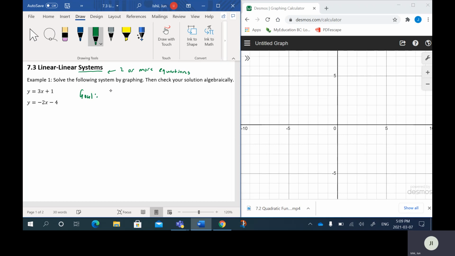So the goal is to find a point, x, y, such that it is true for both equations.